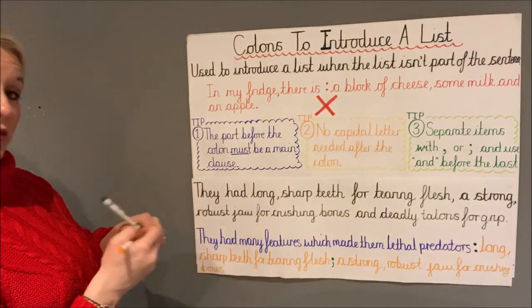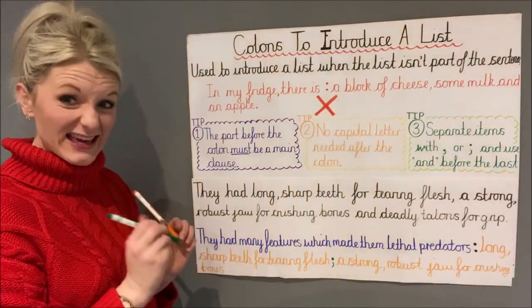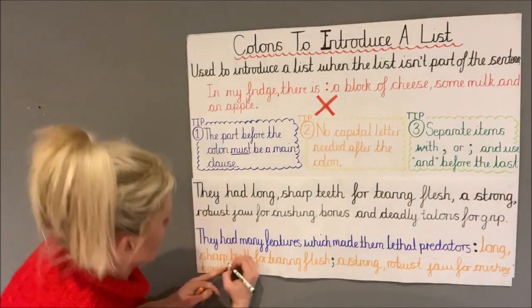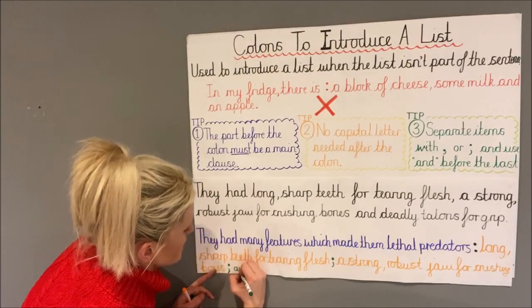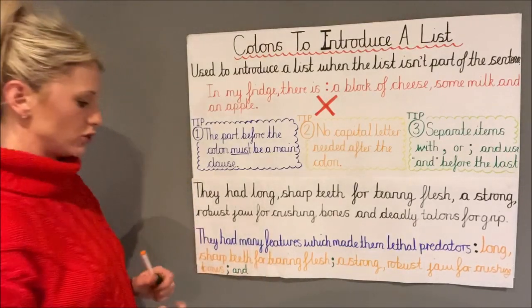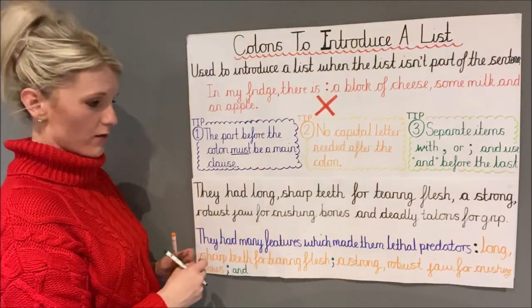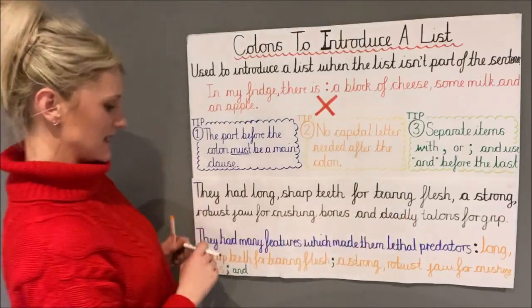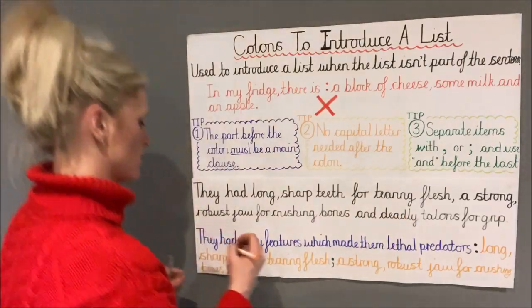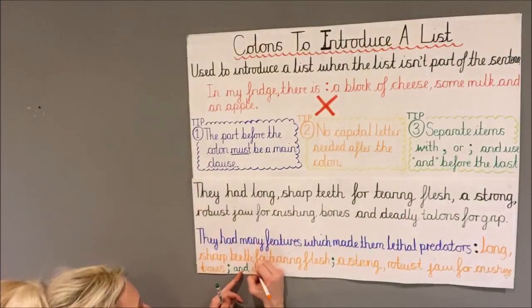And then, unlike when we're using a comma, even before our last item, we need to put another semicolon and then the word and. So it looks a little bit strange, but it helps to separate out our items. So the last item in my list was deadly talons for grip. So again, I don't need a capital letter.